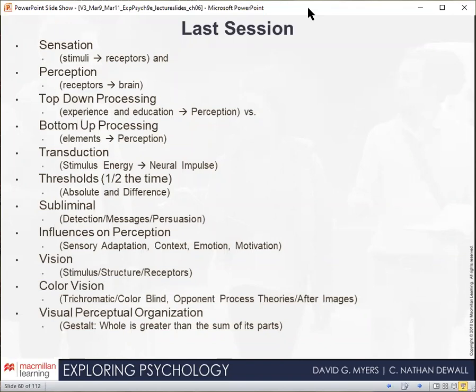Remember the example we did during the last class where I showed you an item that could be either a B or a 13. If I didn't show you anything but that item, you would have to guess. You have to build up in your mind the elements, go through bottom-up processing, try to figure out what the perception is. But if I gave you, like I did in the last class, 12, the item, and then 14, it would look like a 13 to you. You would perceive it that way because of your experience as well as expectations. So top-down versus bottom-up processing.